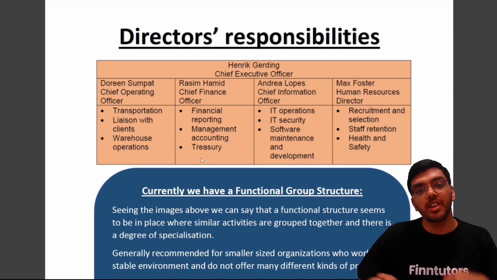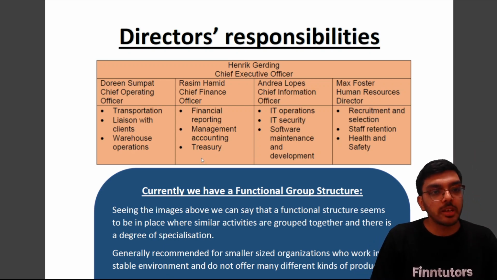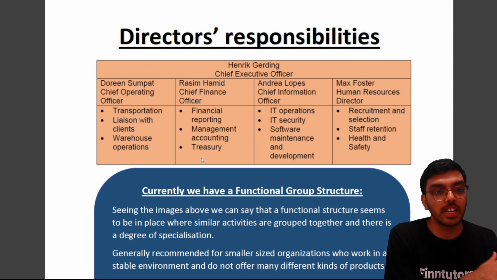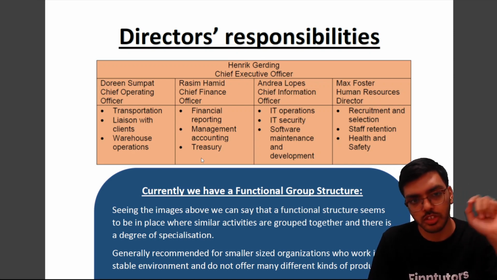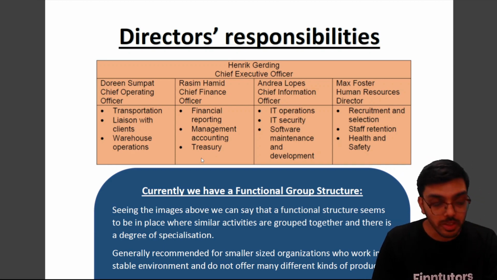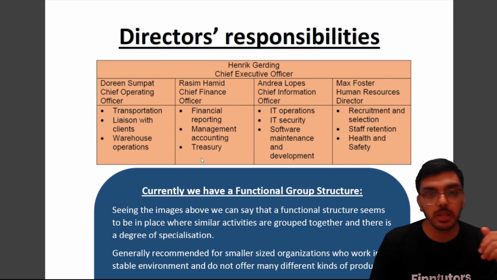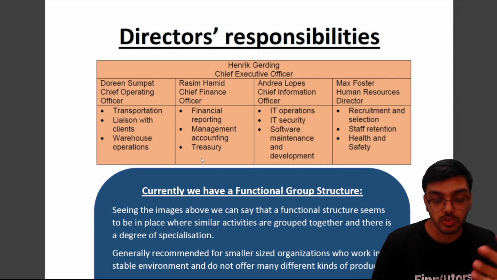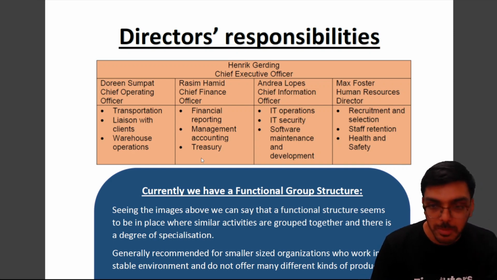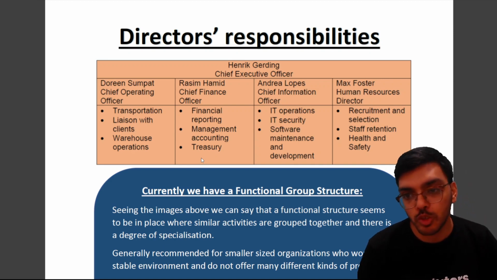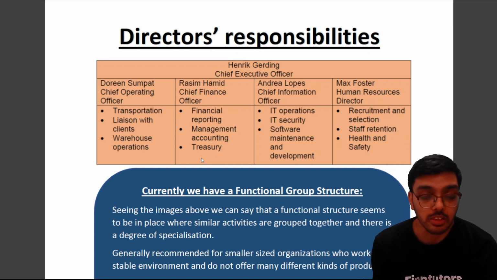Next, they're giving us our structure of decision making or the responsibilities. At the top, we have Henrik Gerding, who is the CEO. Under him, Doreen deals with everything related to operation. So this includes transportation, liaison with clients, and warehouse operations, because everything is part of operating, right? Rasim deals with everything related to finance, financial reporting, management accounting, treasury. Andrea deals with everything related to IT. So she is the information officer. So IT operations, IT security, software maintenance. Max deals with human resource, so recruitment, staff retention, health and safety.